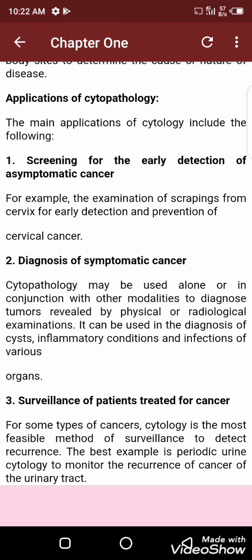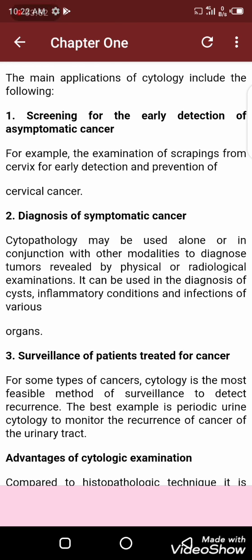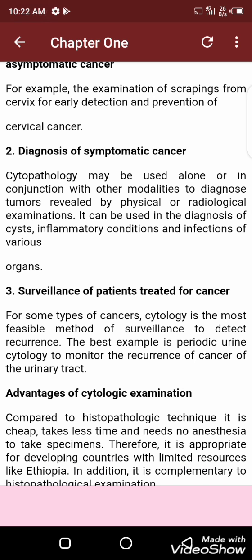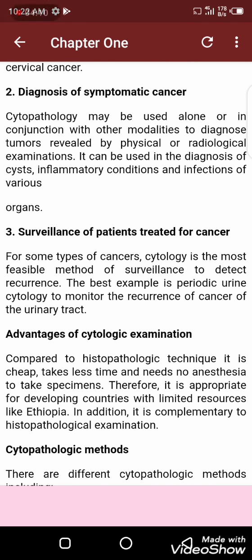Diagnosis of symptomatic cancer: cytopathology may be used alone or in conjunction with other modalities to diagnose tumors revealed by physical or radiological examination. It can be used in the diagnosis of cysts, inflammatory conditions, and infection of various organs. Then there is surveillance of patients treated for cancer. For some types of cancer, cytology is the most feasible method of surveillance to detect recurrence. The best example is periodic urine cytology to monitor the recurrence of cancer of the urinary tract.